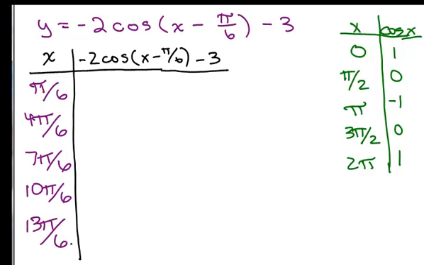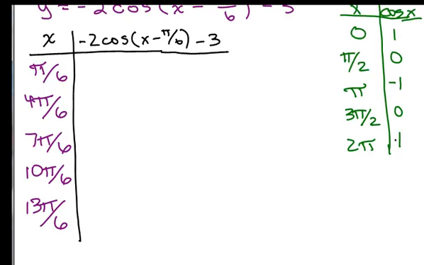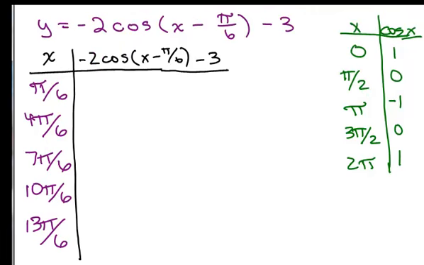Now, what about the y coordinates? Remember, we designed these, so if I put in pi over 6 for x, then the cosine is 0, which means I'm going to have these y values over here. So I've got -2 times that value minus 3 all the way through. It's -2 times whatever the cosine is when you put in each of these values for x, minus 3.